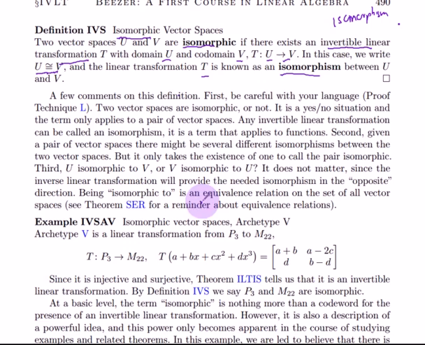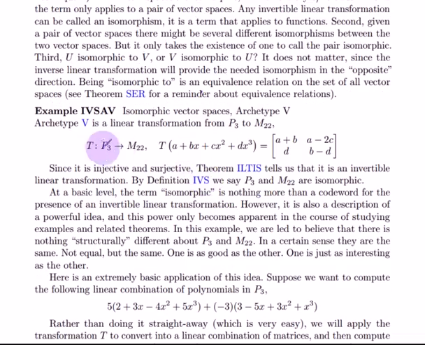Okay, so let's look at some examples of isomorphic vector spaces. Think about P3 and think about M22. And here's a mapping from P3 to M22. We map this polynomial with 4 coefficients into this matrix with 4 entries. Now 4 coefficients, 4 entries, this seems to have some kind of surface similarity.